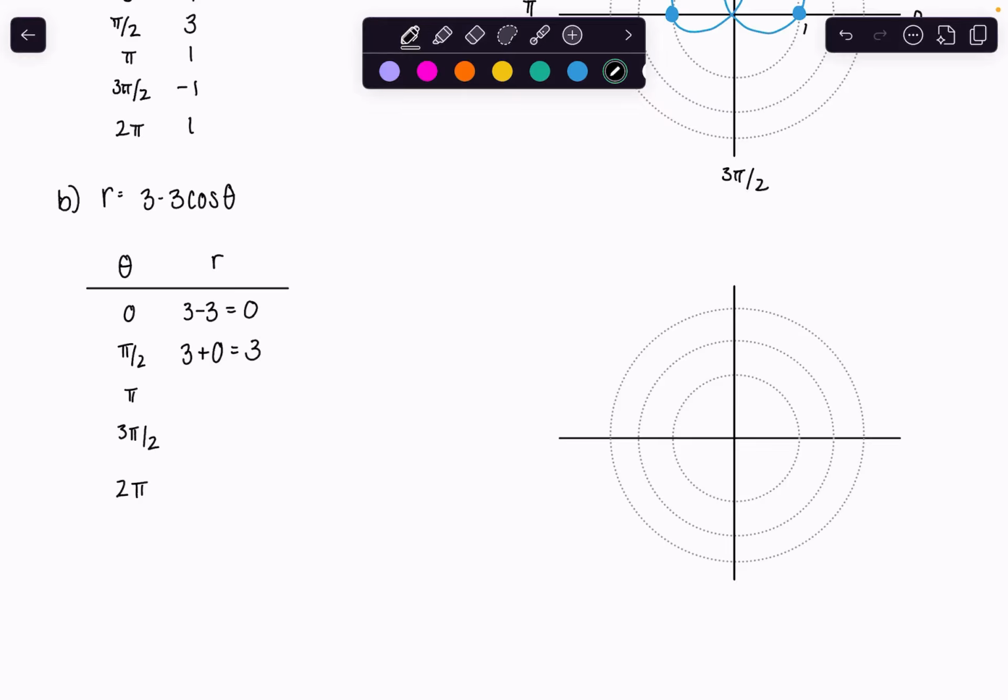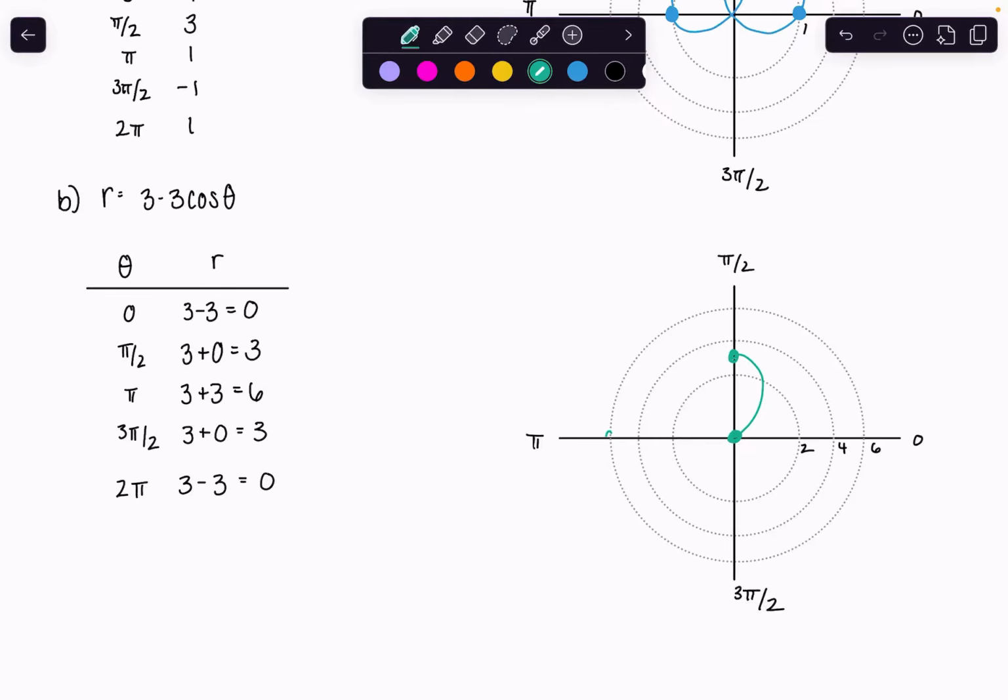If I plug in pi, that value is negative 3, so this turns into 6. Cosine of 3 pi over 2 is 0, so r is 3. And then cosine of 2 pi is 1, so you get 3 minus 3 again, which is 0. So I need to go out to 6, so I'm going to go ahead and count these by 2. So our starting point is going to be right at the pole. At pi over 2, our radius is 3. And so in between those, we connect the dots.